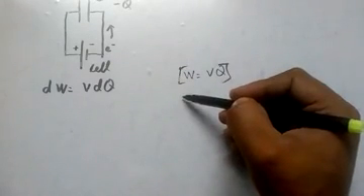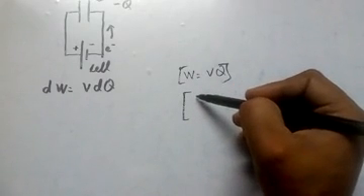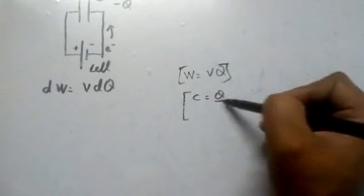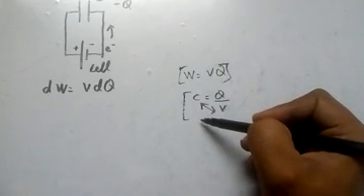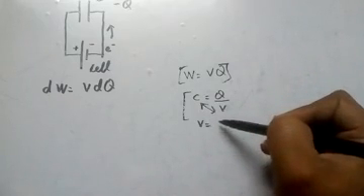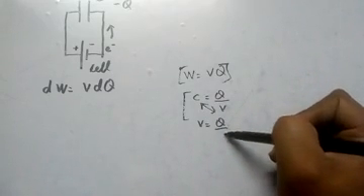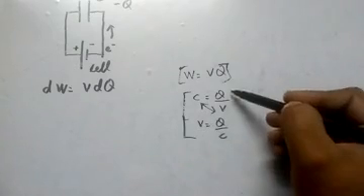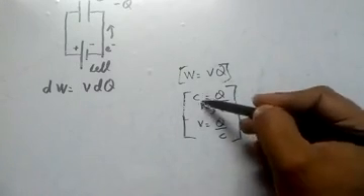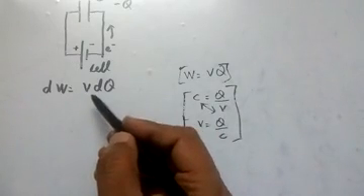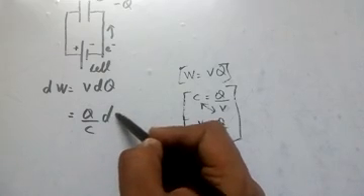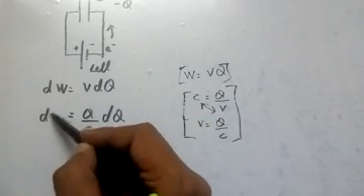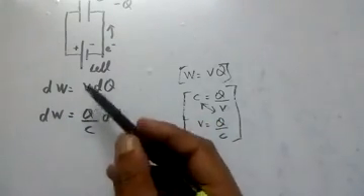So let me take the formula for capacitance. Capacitance C is equal to Q by V. Cross multiply and interchange, you will get V is equal to Q by C. So what I did is I just rearranged this. Instead of V you write Q by C. So Q by C into dQ. Left side will have dW. Now this is small work.